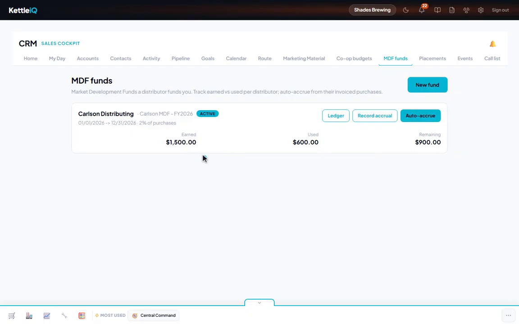Open the ledger to see the detail behind a fund, every accrual and every use, what it was for, and which account or event it was tied to. Use the filters to narrow by period or category if you need a specific area.